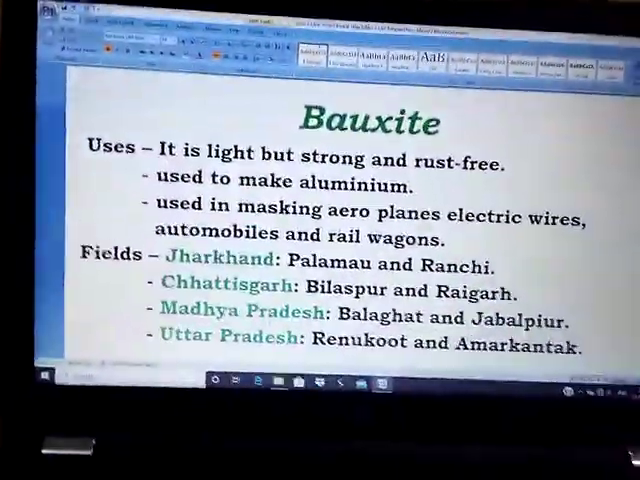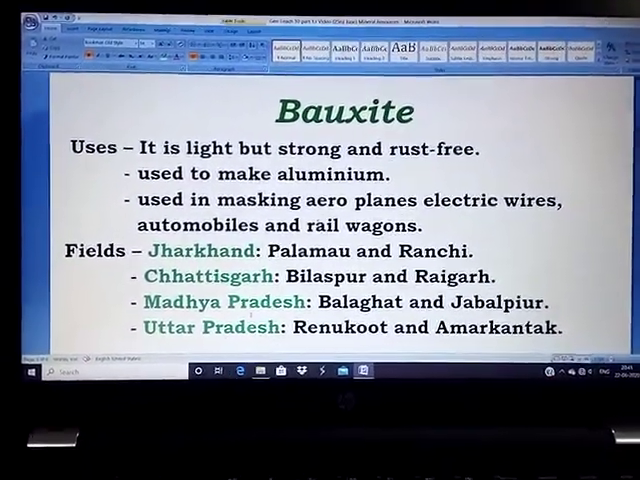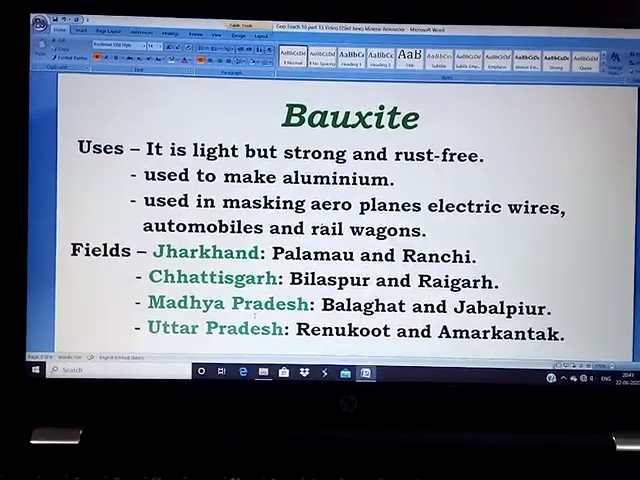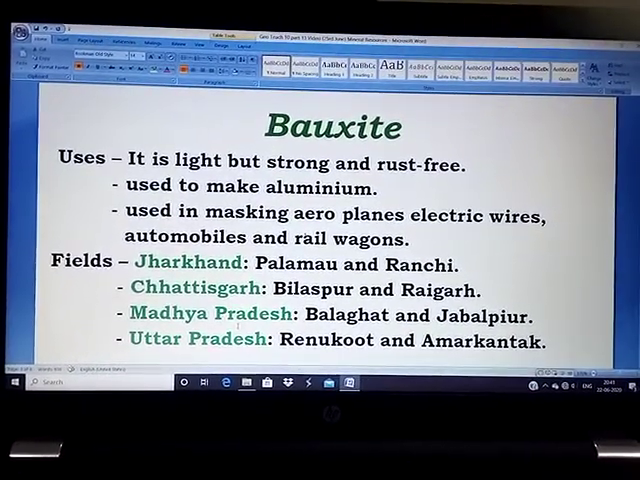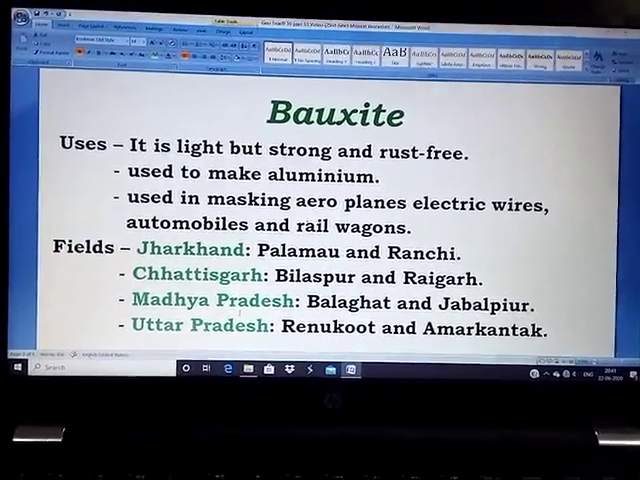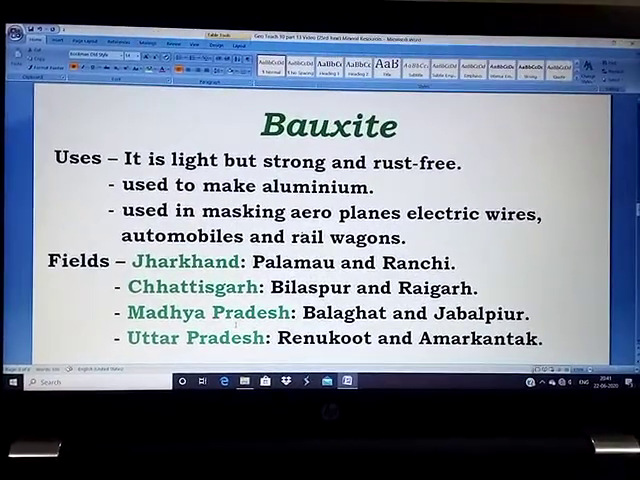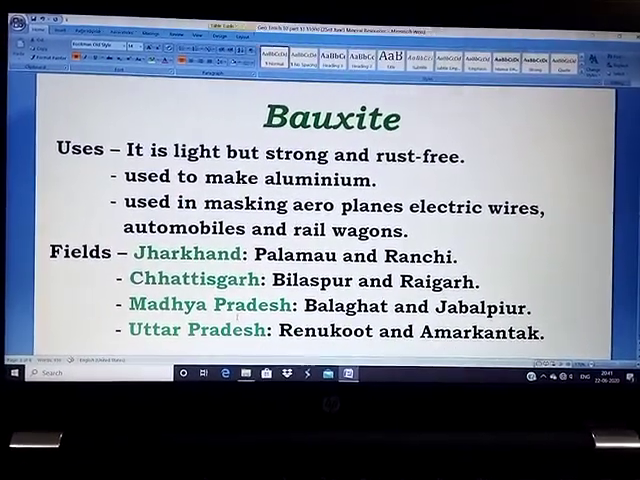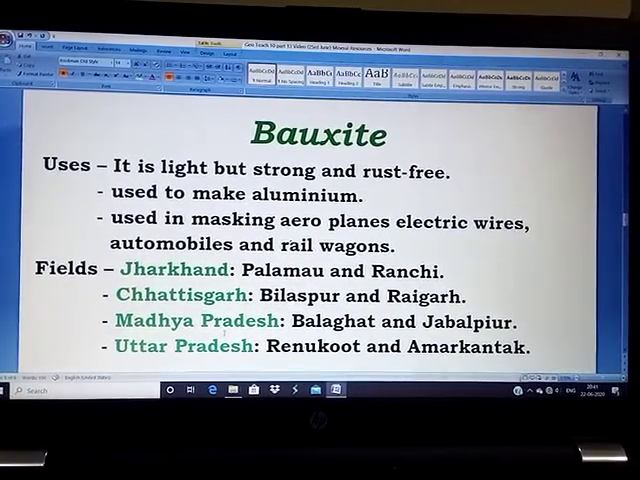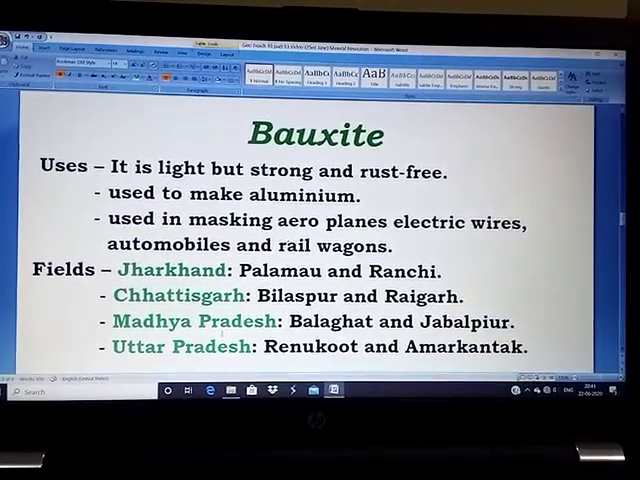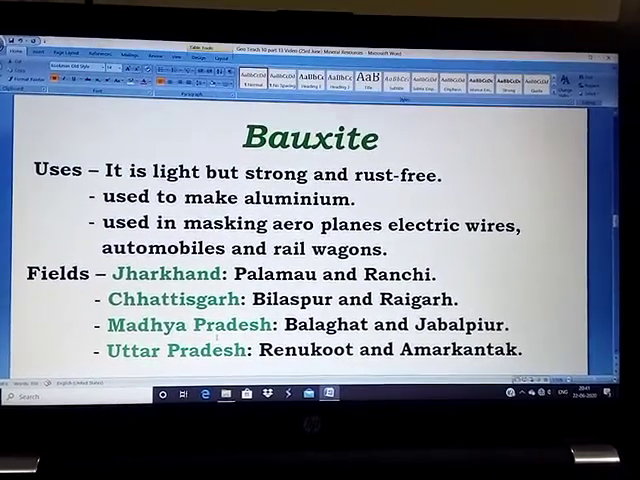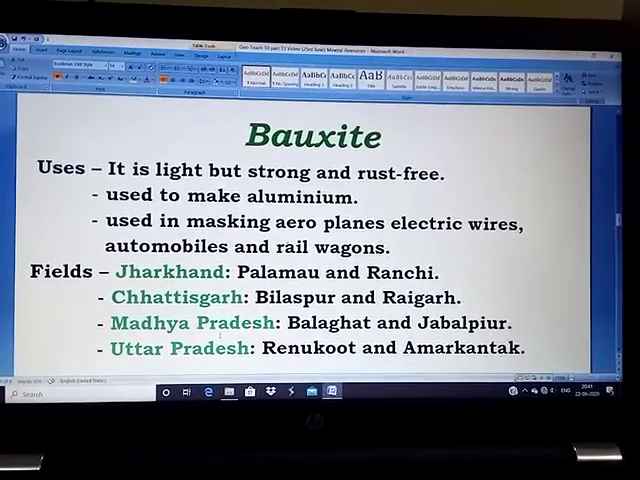Our next mineral is bauxite. What are the major uses of bauxite? Bauxite is light compared to other minerals, but quite strong and it is rust free. It is used to make aluminium. Not directly, some other minerals are also added to it, but this is the major component of aluminium, used in making aeroplanes, electric wires, automobiles and rail wagons.